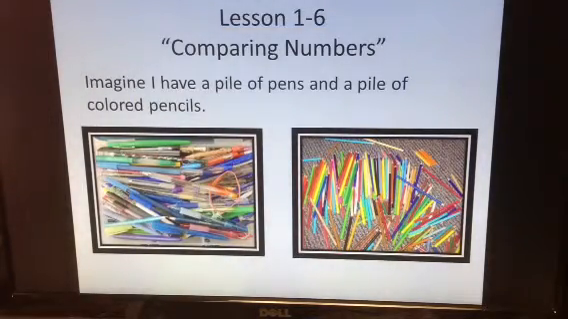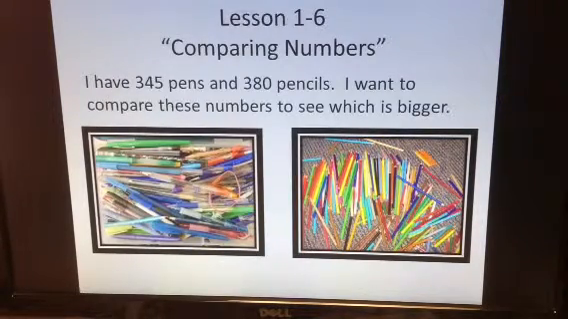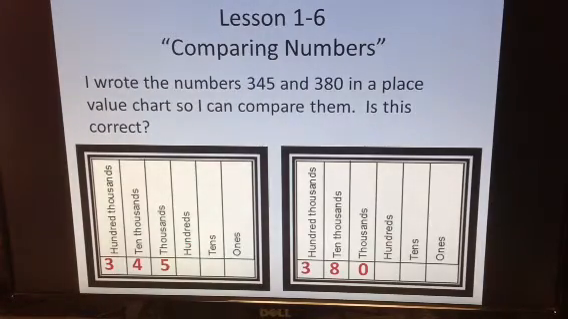Here's a puzzle to think about. Imagine I have a pile of pens and a pile of colored pencils. I have 345 pens, 380 pencils. I want to compare these numbers to see which is bigger. I wrote the numbers 345 and 380 in a place value chart so I can compare them. Is this correct? Look at the numbers in red at the bottom. Did I put them in the correct places?